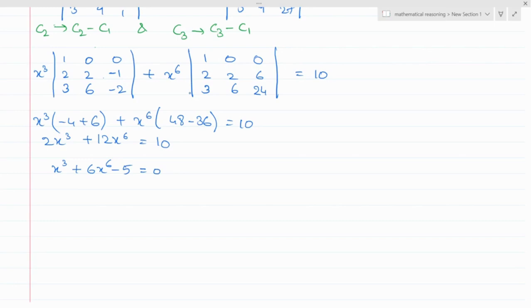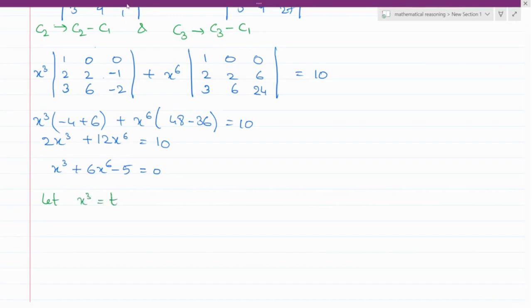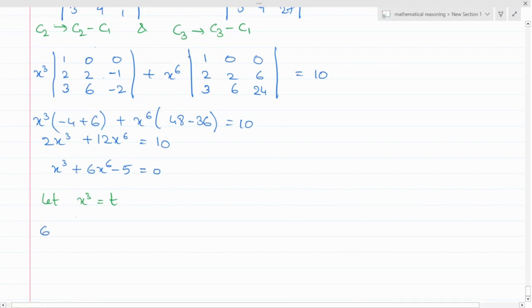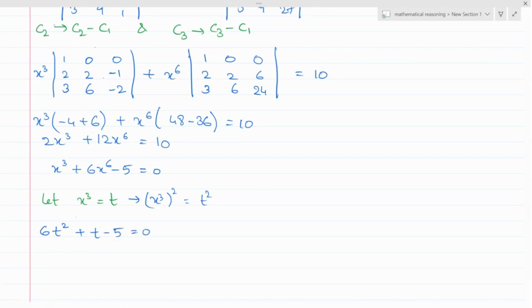And now assume x cube as t. So when you do this, it becomes a quadratic equation. How? 6x power 6, which is nothing but x cube whole square, is nothing but t square, plus t minus 5 equal to 0. So this is nothing but 6t square plus 6t minus 5t minus 5 equal to 0.